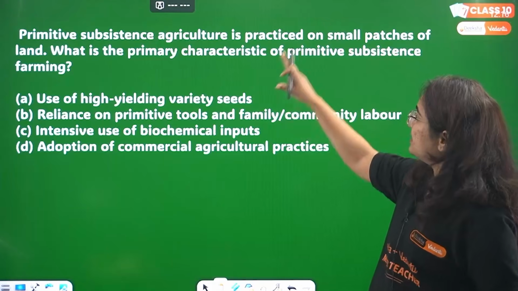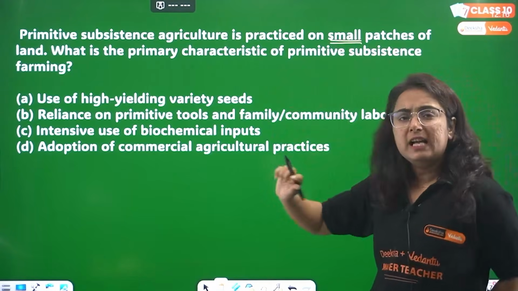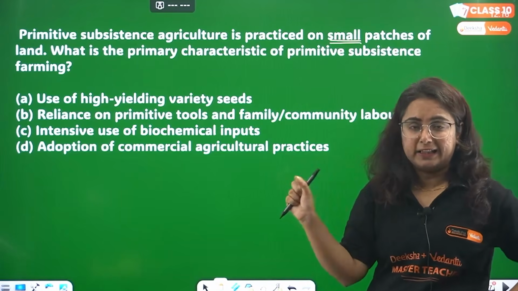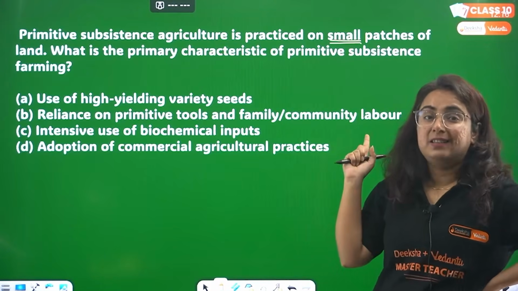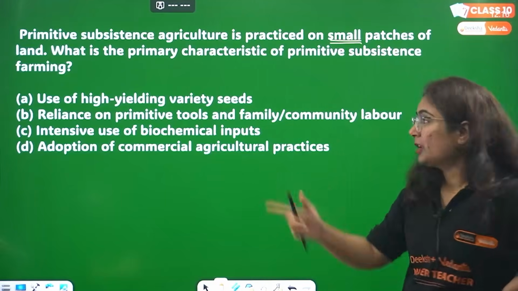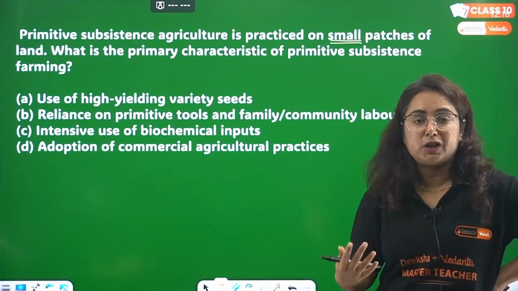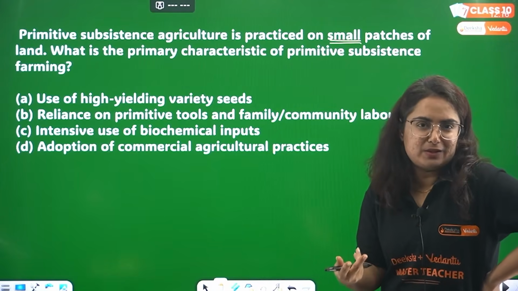Primitive subsistence agriculture is practiced on small patches of land. Can you please see that whenever a keyword comes, I underline it, so that when I need to analyze the answer, I can pick that underlined word and quickly do that. So learn this: whenever you're watching a video, watching a teacher, please analyze the habits of that teacher also. This is the advice from my side.